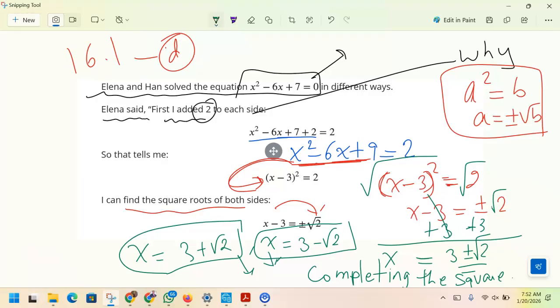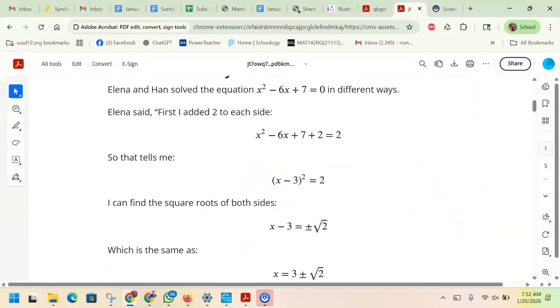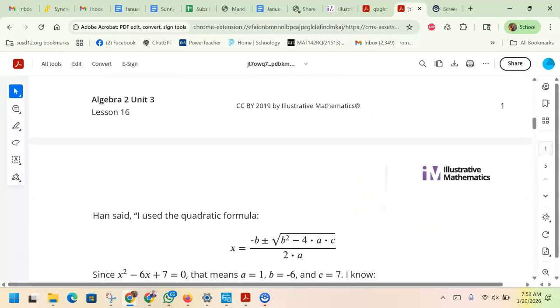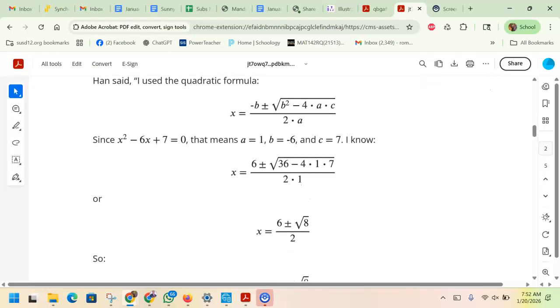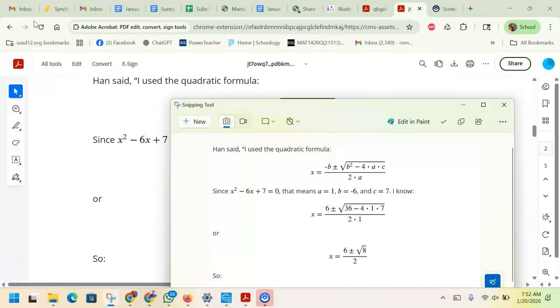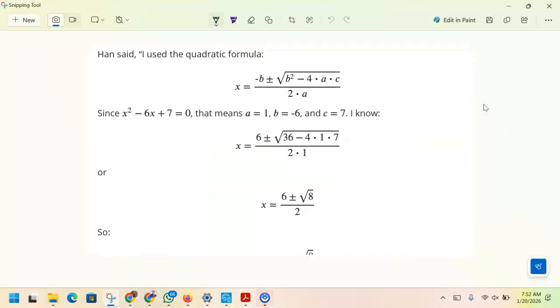Okay, let's see what other students did. Oh, okay, I already showed that, right? So there are two solutions. Now here, Han did another way. Let's see what Han did. So again, this is already done. Another approach to show is using the quadratic formula.